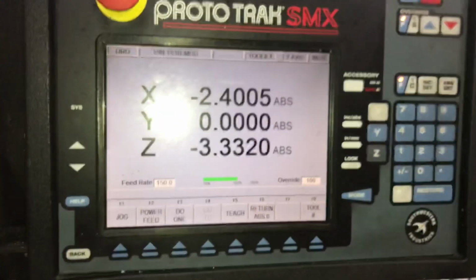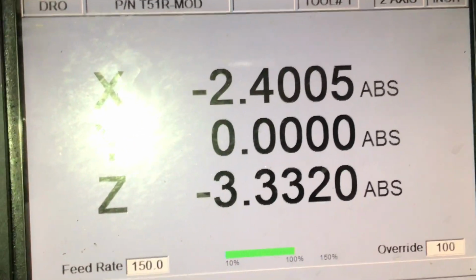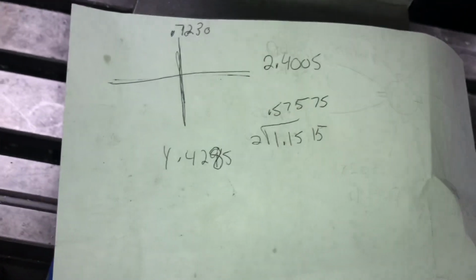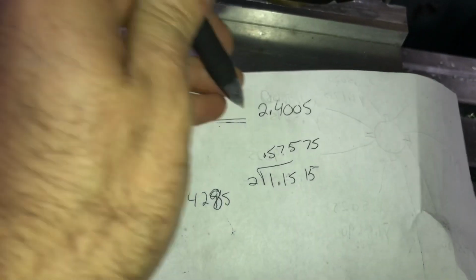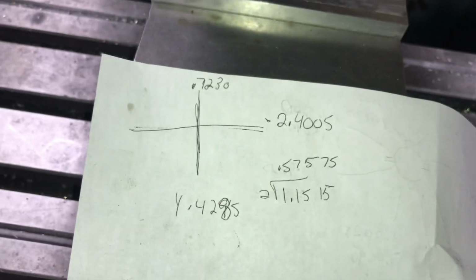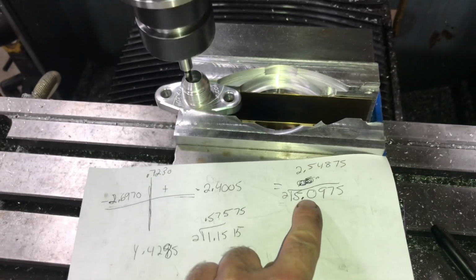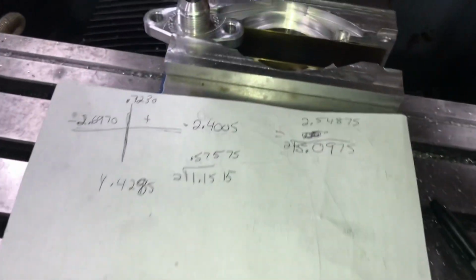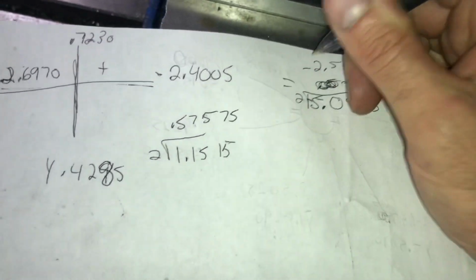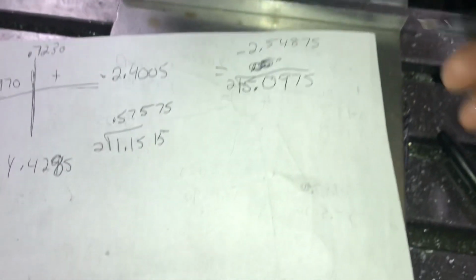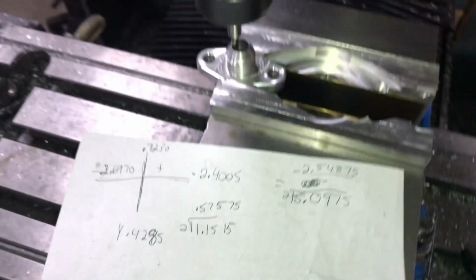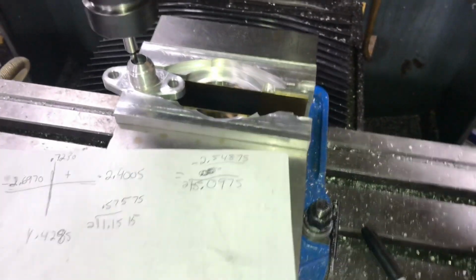Don't forget your negatives. So this negative number plus this negative number equals this negative number, which is correct with the machine. Divide that by 2 equals this number and a negative, and we'll have to round that up. So this number is where we need to travel the machine to in order to put it in center.